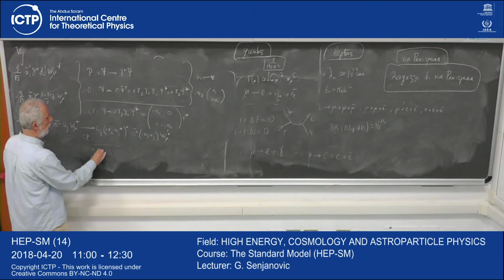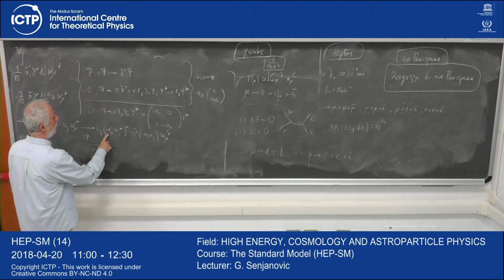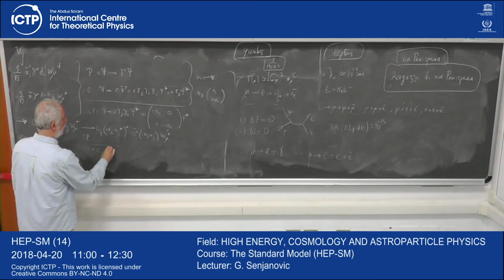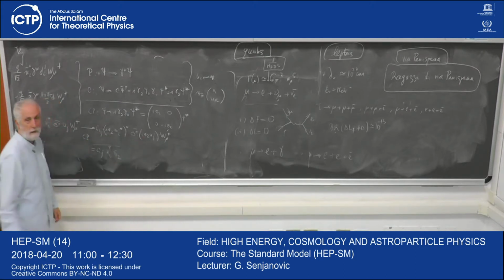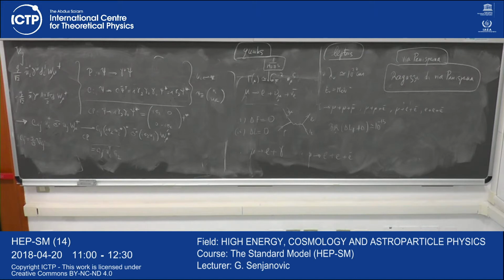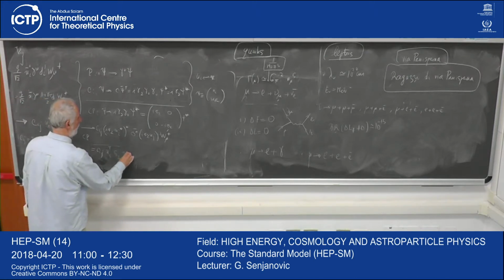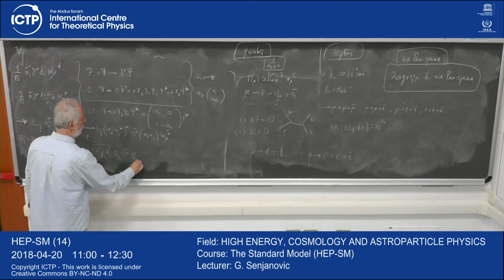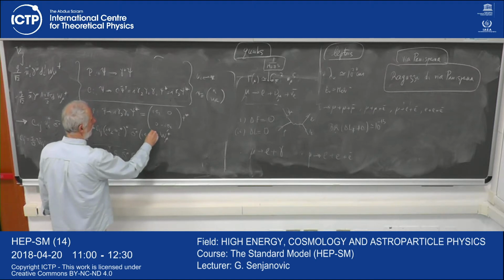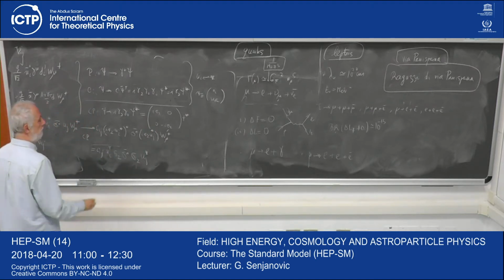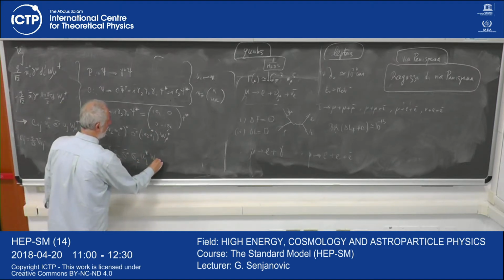Which is Cij. Then this is minus I, so I'll get Ui transpose, sigma 2. There is minus I, but there is plus I here. Sigma 2, sigma mu bar, sigma 2, Uj star. I forgot the star here. W mu plus prime.